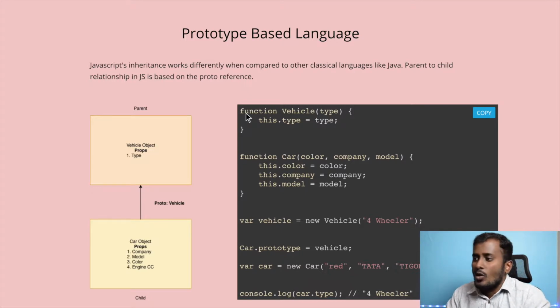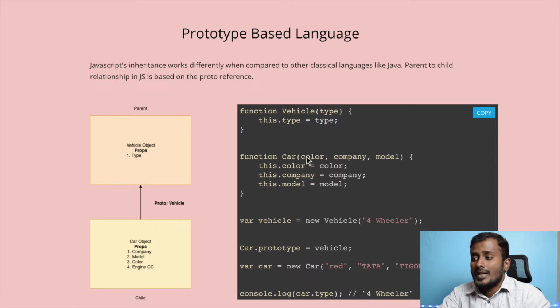Let's consider this small example where we have two constructors. One is a vehicle constructor, another one is a car constructor. The vehicle constructor accepts one property, type, and the second constructor, car, accepts three properties, which are color, model, and company. So I try to create a new object for vehicle, which is vehicle is equal to new Vehicle of four-wheeler. It's a four-wheeler vehicle.